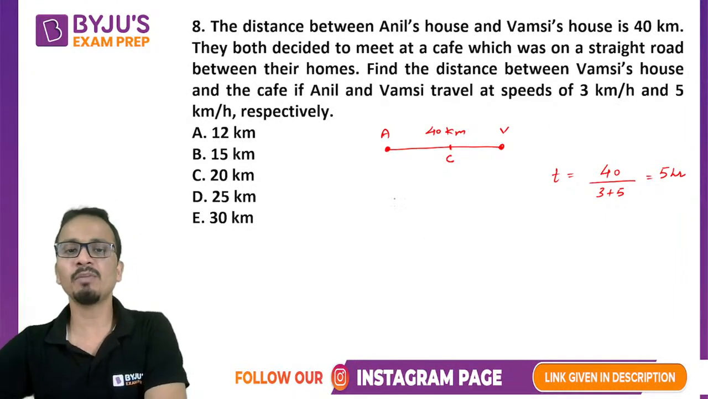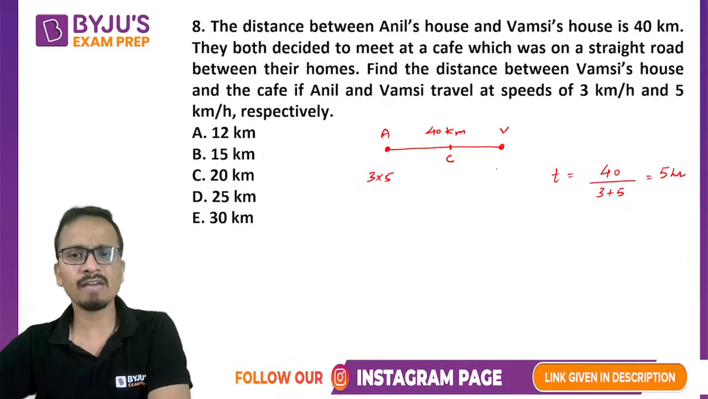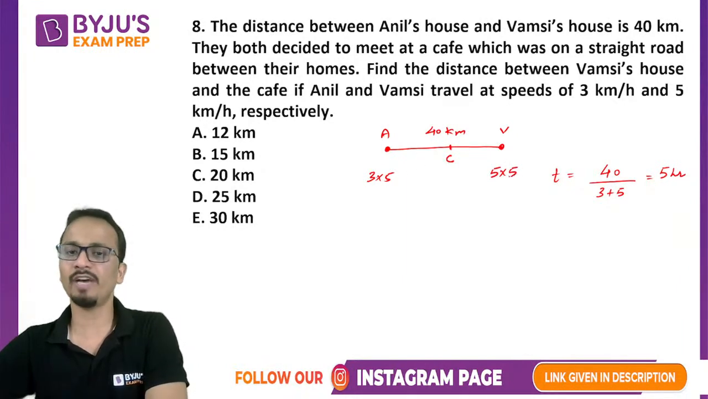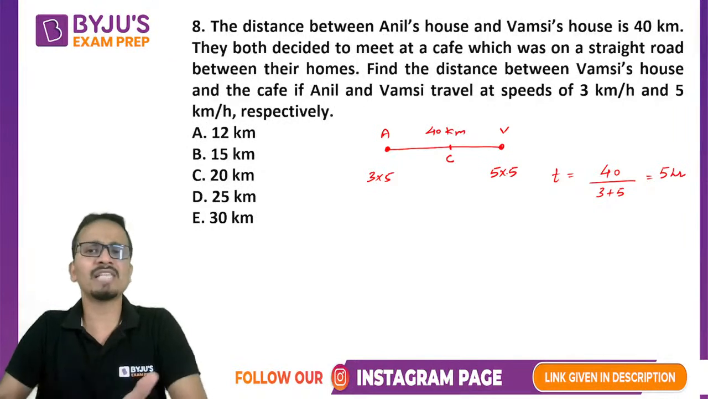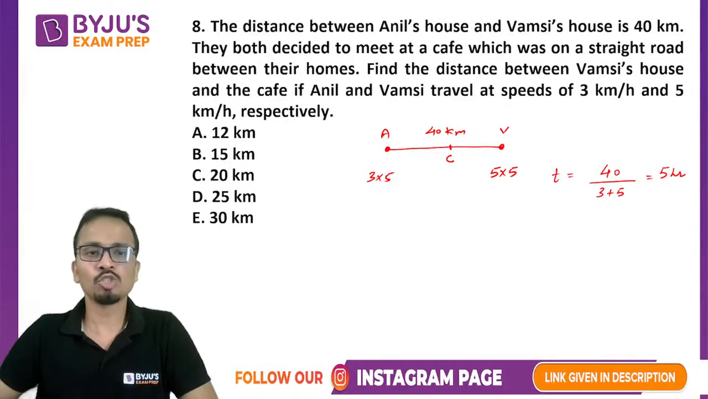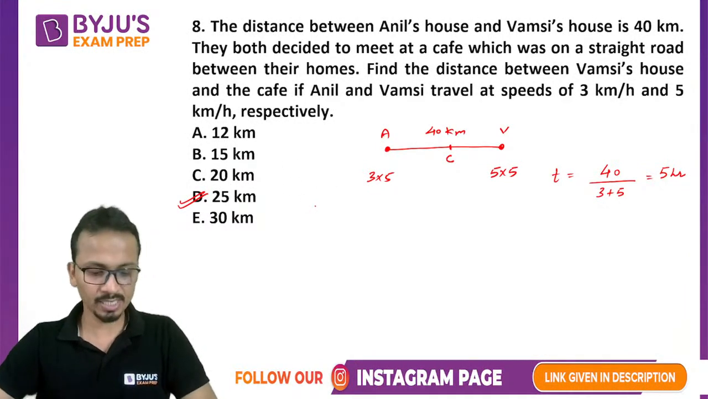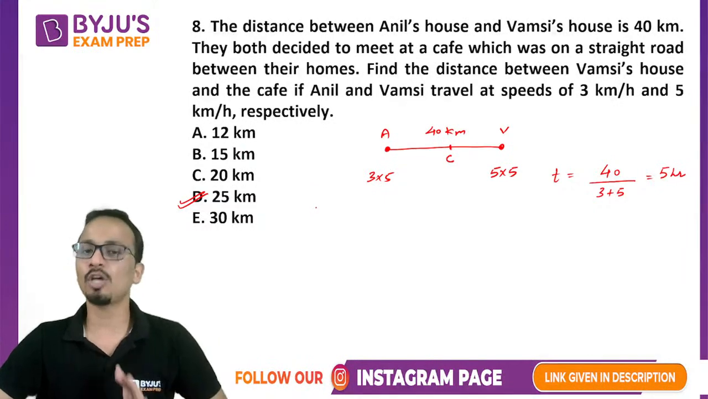So the distance traveled by Anil will be Anil's speed, that is 3 into 5, and the distance traveled by Vamsi will be 5 into 5. Now you can find out whatever is asked in this question. They want the distance traveled by Vamsi. So the distance traveled by Vamsi is 25 kilometers. All right. So this is one basic way of solving this question.